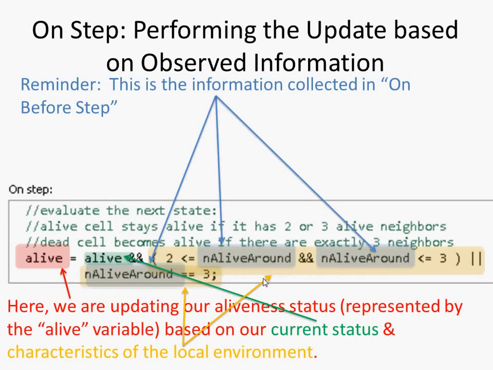So, in other words, in the on before step, I'm computing how many neighbors around me are alive. This guy is computing how many neighbors around him are alive. This one is how many neighbors around her are alive. They're all doing that in the on before step. So if I update myself, it's not going to throw off their calculation.